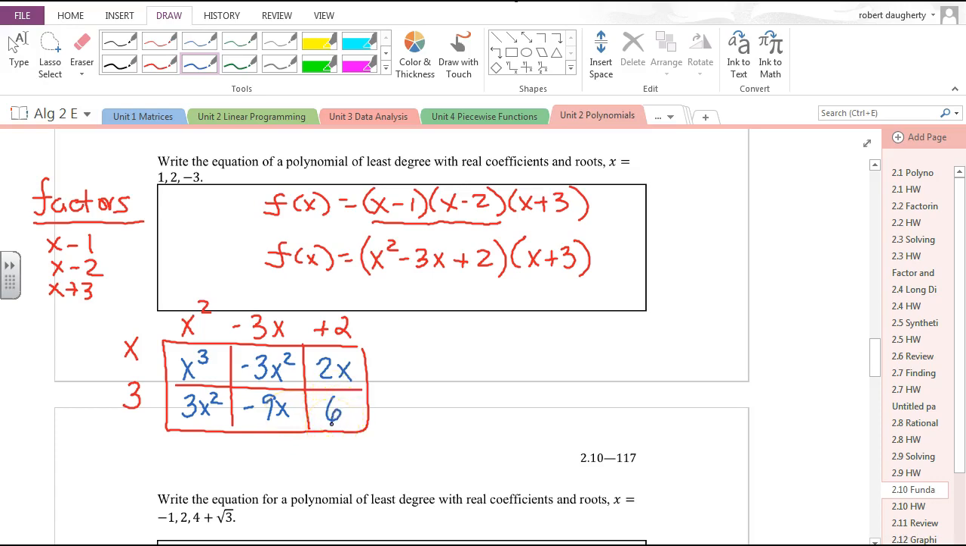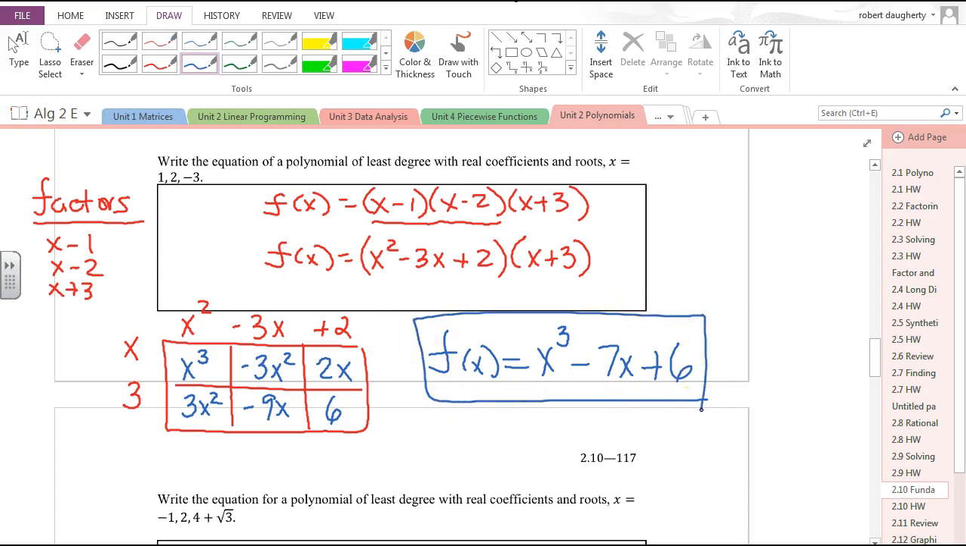So, this polynomial is f of x equal what? X cubed minus 7x plus 6. So that's the polynomial, the lowest degree polynomial that I can find that has these 3 roots.